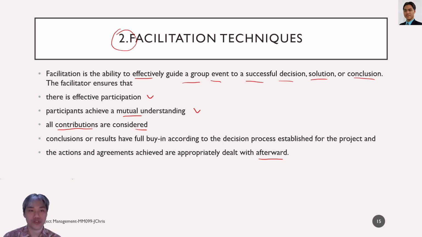How you do the facilitation techniques can depend on the organization itself. An easy example is when you're using group meetings, and then you're using session discussion and brainstorming. It can be done virtually or physically.